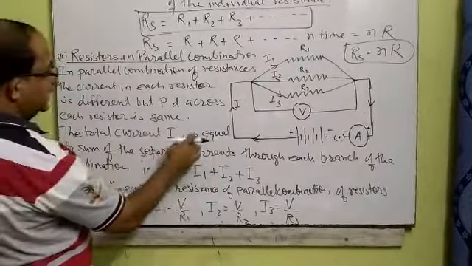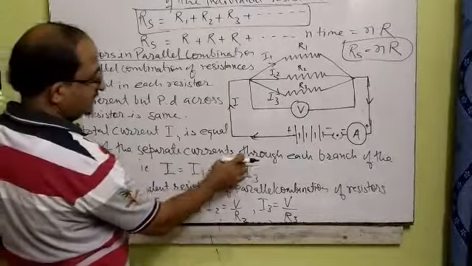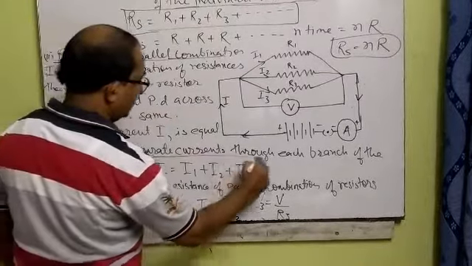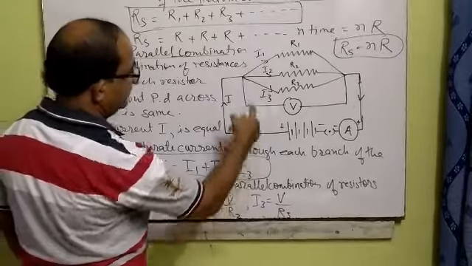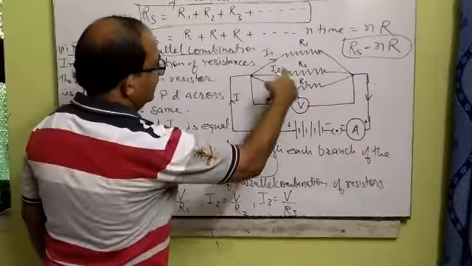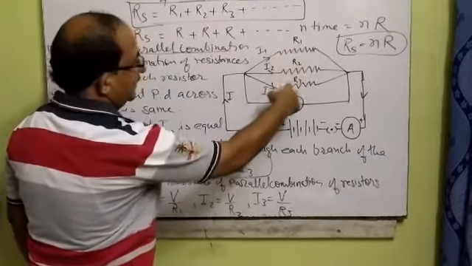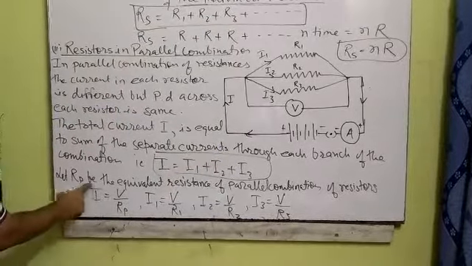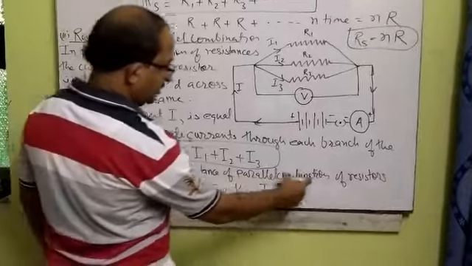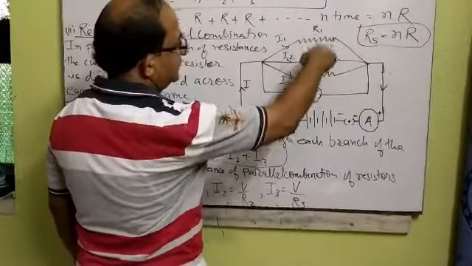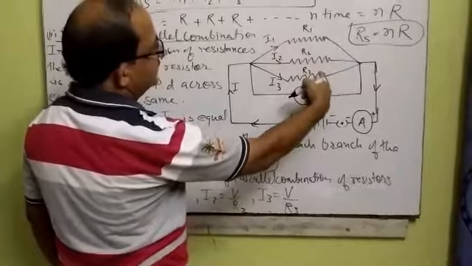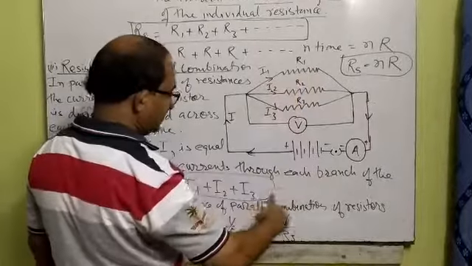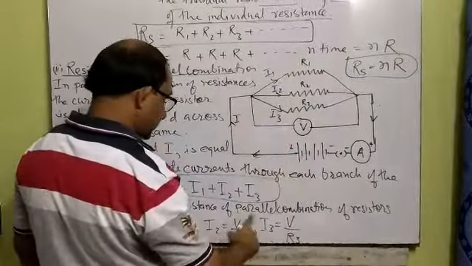The total current I is equal to the sum of the separate currents through each branch of the combination. That is, the total current I is equal to I1 plus I2 plus I3, where I1, I2, I3 are the amounts of current which flow in resistors R1, R2 and R3. Let Rp be the equivalent resistance of the parallel combination. It means that instead of connecting all three resistances in parallel, if we connect a single resistance Rp, it will have the same effect as this whole combination.